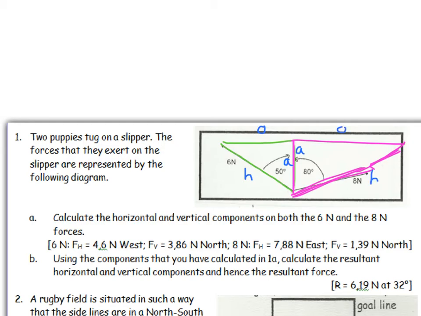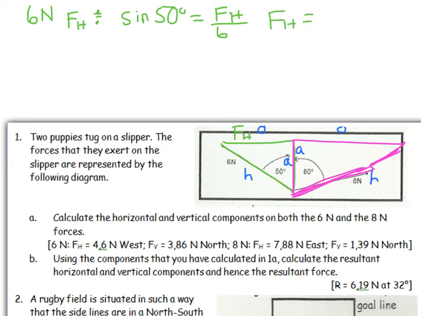First, let's take a look at the 6 newton force, and we have to calculate the horizontal and the vertical components. So for the 6 newton force, the horizontal component is going to be the opposite side. So it's going to be sine of 50 degrees is equal to the horizontal opposite over the hypotenuse 6, and therefore my horizontal turns out to be equal to 4,6 newtons. And remember, it needs a direction, west.